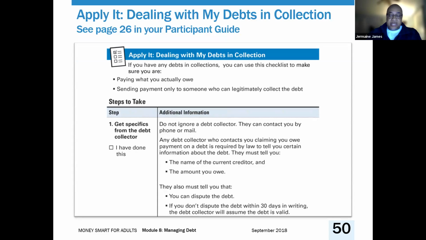Page 26 in your participant guide is dealing with debts. If you find yourself with any debts in collection, you can use the checklist to make sure you are paying what you actually owe. And of course, sending payment only to someone who can legitimately collect the debt, as shown in the guide that you'll be able to review.